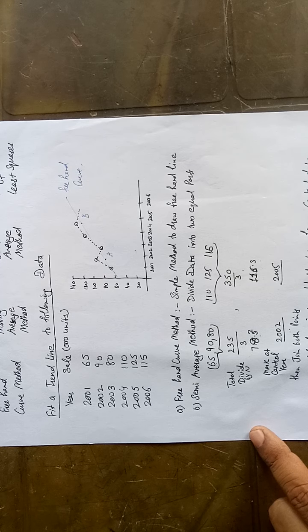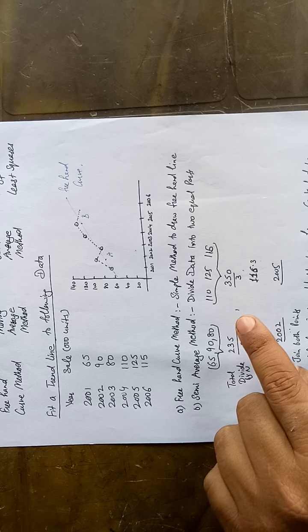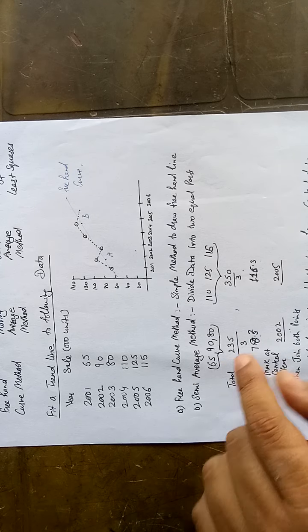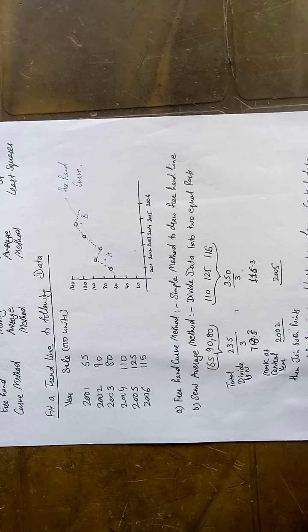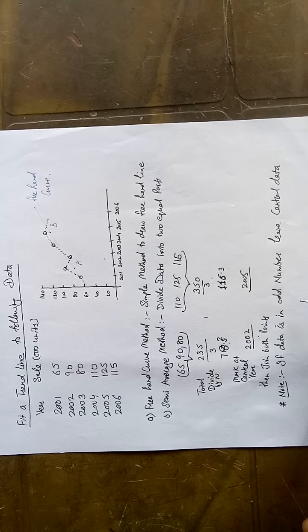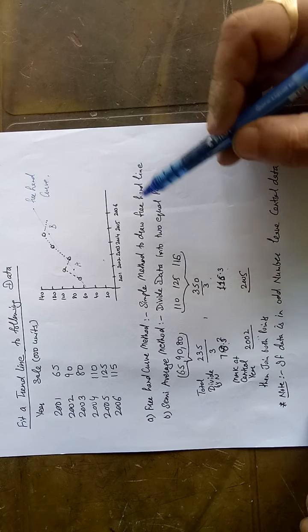But what will be the condition when the data is not in an even number of years? If the data is in an odd number, we leave the center data. The center year will be ignored, the first part will be added and its average calculated, and the last part will be added and its average calculated. So this will be the semi-average method.